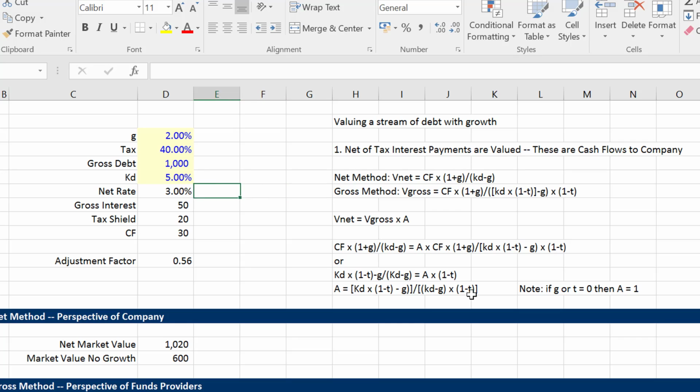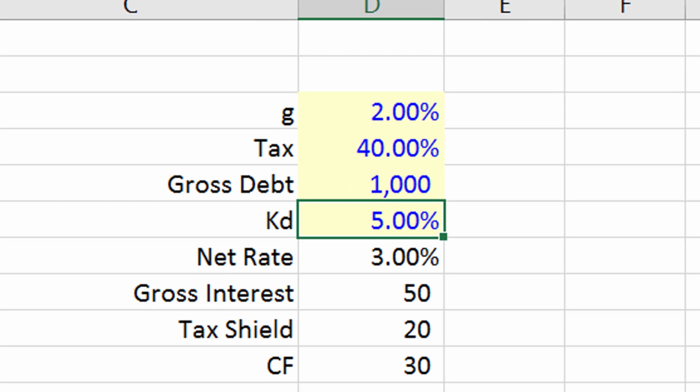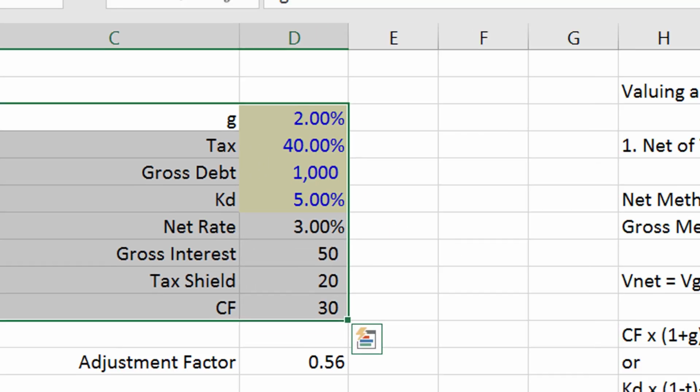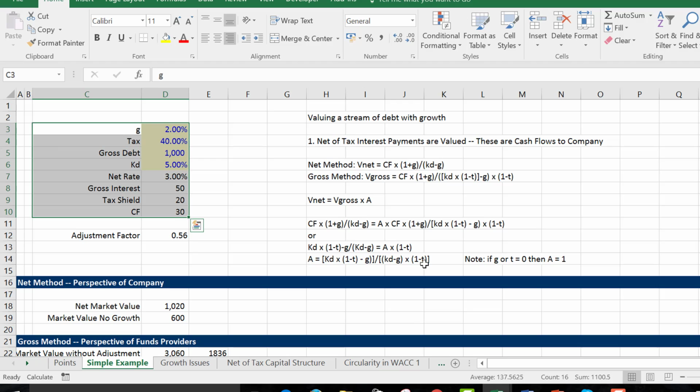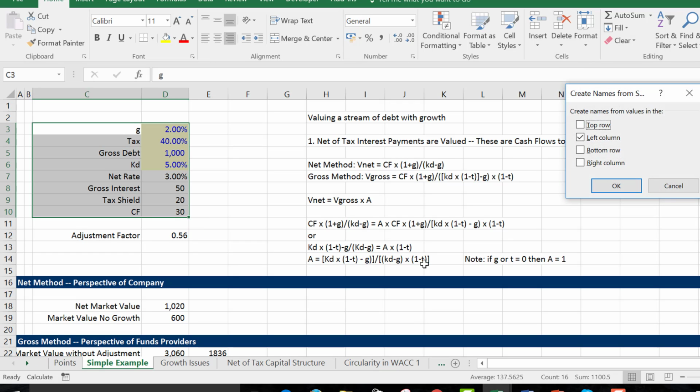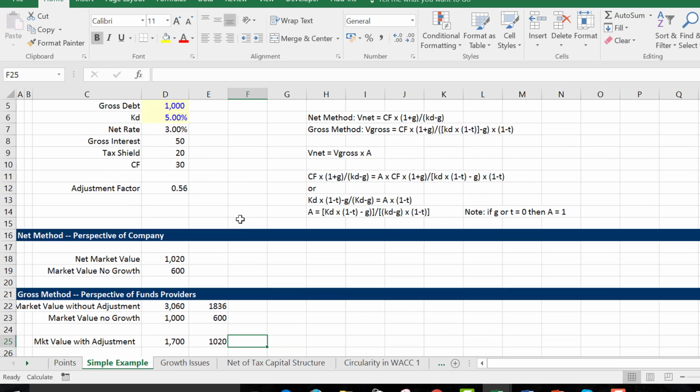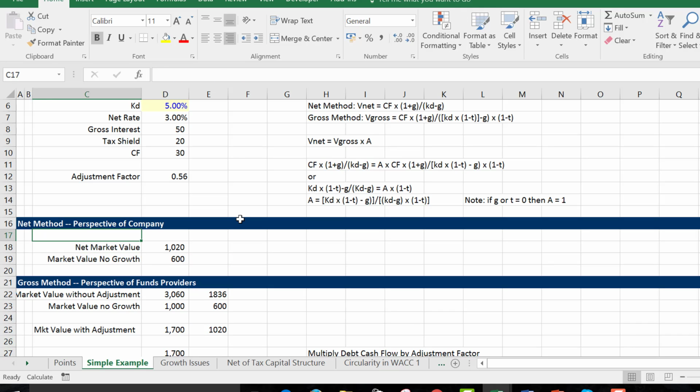And let me kind of prove it to you with a simple example. Let's say you have a growth rate of 2%, a tax rate of 4%, and some debt of 1,000, and you have the interest rate on the debt of 5%. Now what I did here is I selected this whole area and then pressed Shift Control F3 to get named ranges on all of this, and it says, well, we're going to put them in the left column.